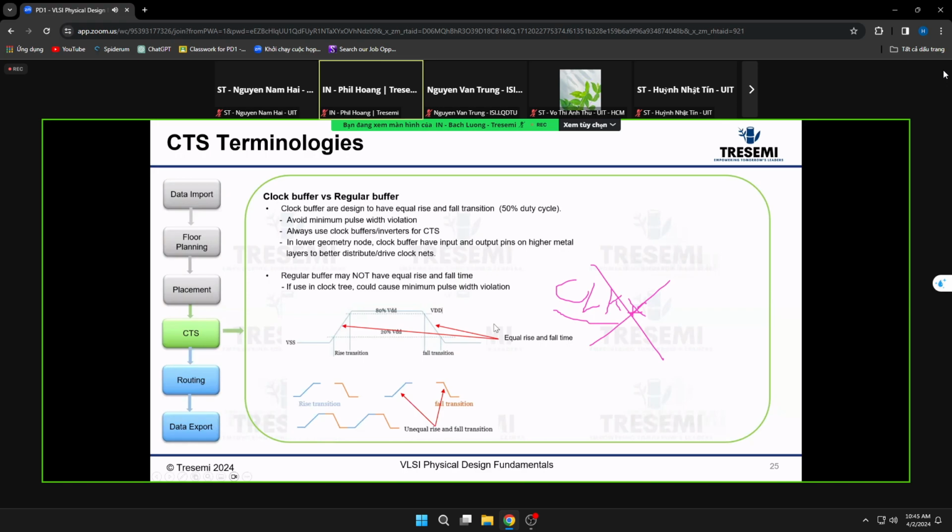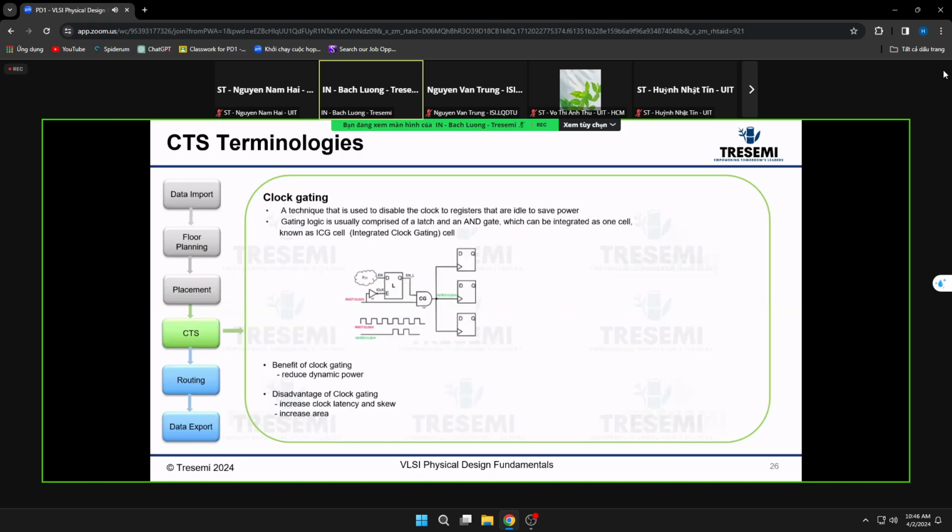Yeah. Thank you, Phil. Yeah, they're bigger and slower, and they take up more space, therefore cost, higher density, therefore could cause congestion and so on and so on, right? Okay, thank you. So that's about clock buffers, regular buffer now. Okay, somebody asked about clock gating.